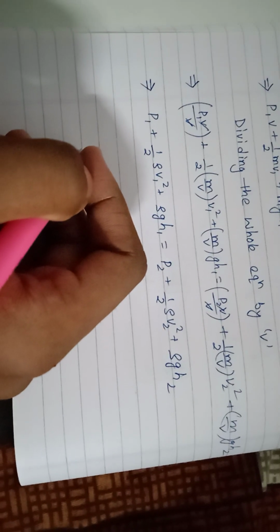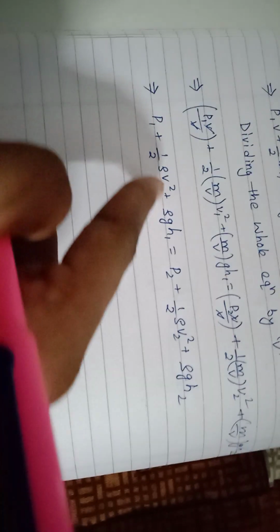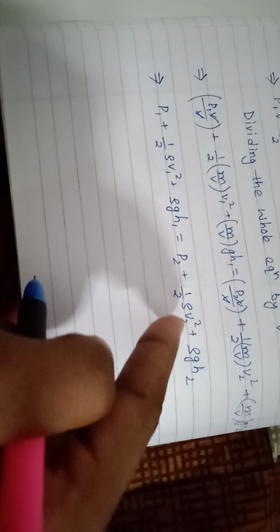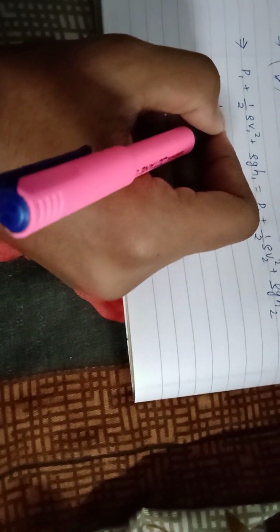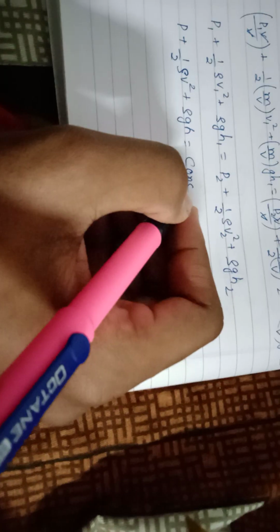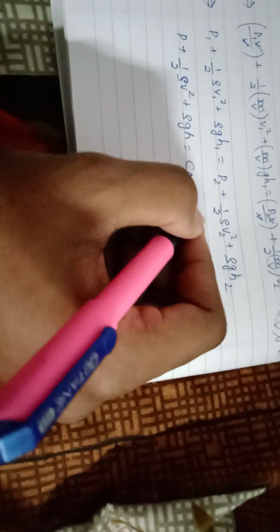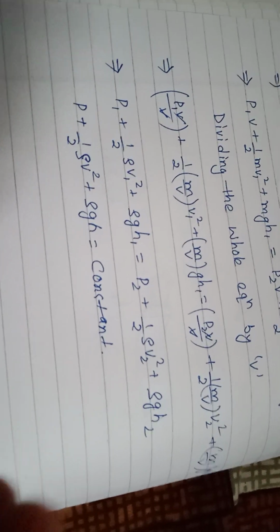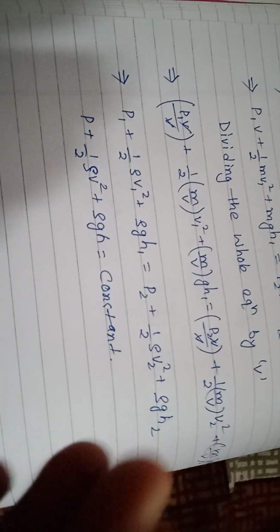Now the equation is proved, that is P1 plus half rho v1 square plus rho gh1 is equal to P2 plus half rho v2 square plus rho gh2. Also we can say that P plus half rho v square plus rho gh is equal to constant. It will be constant.